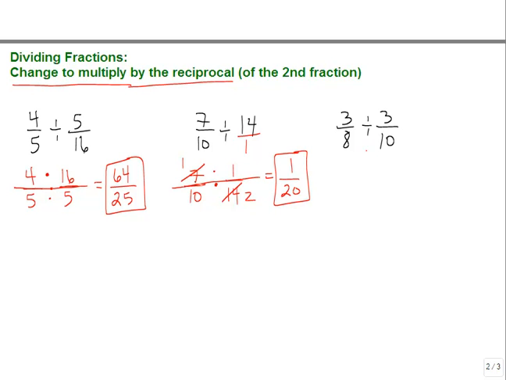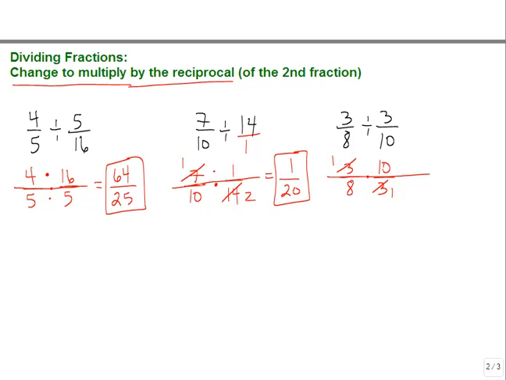Okay, last one here for division, same idea. We're going to leave the first fraction the way it is, change this division to a multiply, and flip over the second fraction only. So it becomes a 10/3. And then I'm going to expand my line here, and I'm going to look to see if I have any numbers on the top that divide into any numbers on the bottom. Well, you can see right away that the 3's are going to cancel each other out, so they're going to go completely away and go to 1's.